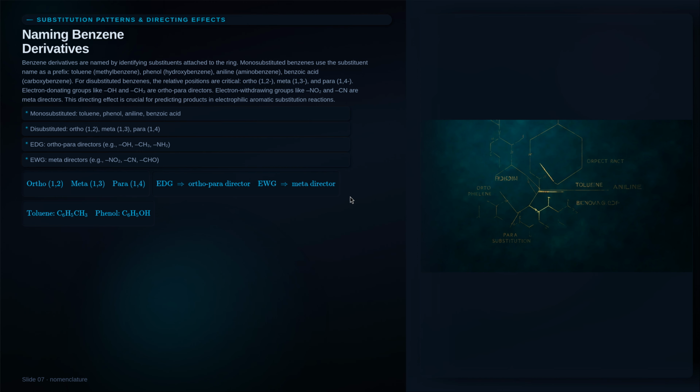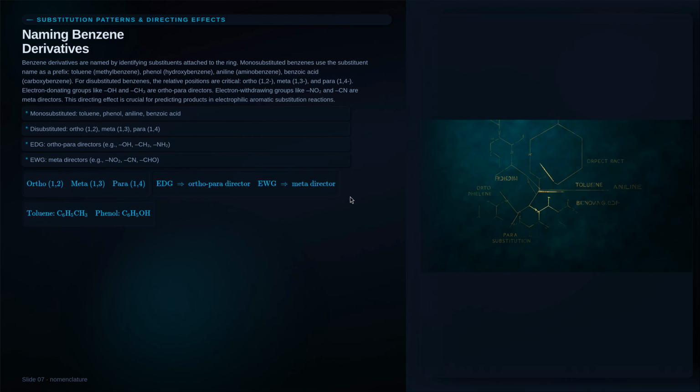For disubstituted benzenes, the relative positions are critical: ortho for 1,2, meta for 1,3, and para for 1,4. Electron-donating groups like hydroxyl and methyl are ortho-para directors.